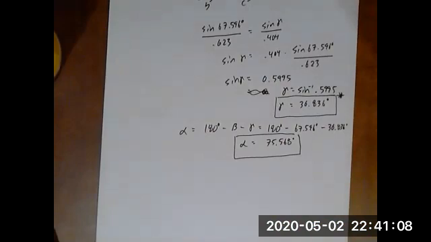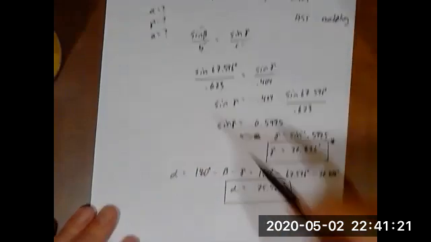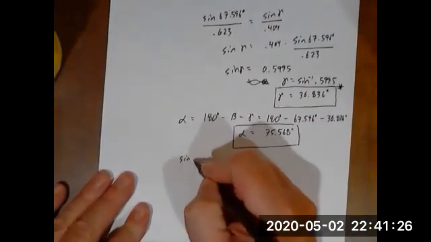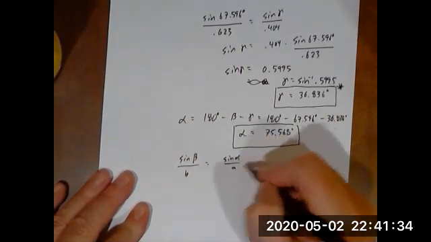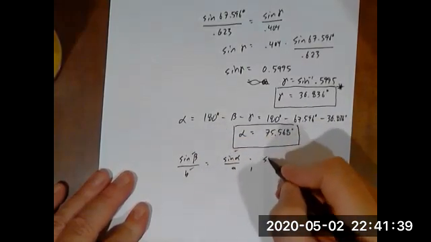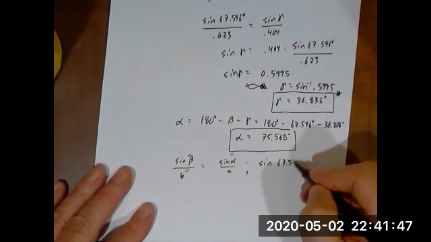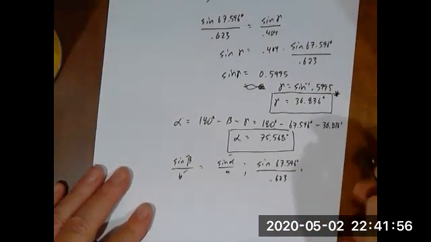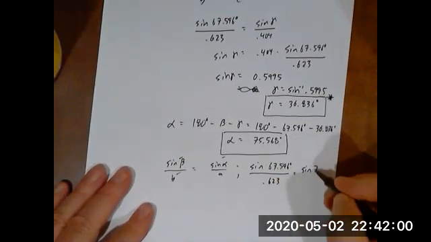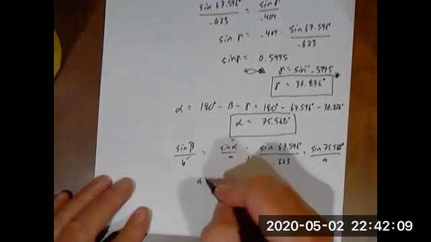The only thing I have to figure out is side A. I'm using law of sines. I can use law of sines with either beta or gamma. It doesn't matter. I'll just do beta. So law of sines: sine beta over side B equals sine alpha over side A. I know these 3 things. Sine of beta, beta is 67.596, over B, which is 0.623, equals the sine of alpha. I just found alpha to be 75.568 degrees, over A. I cross multiply and solve for A.